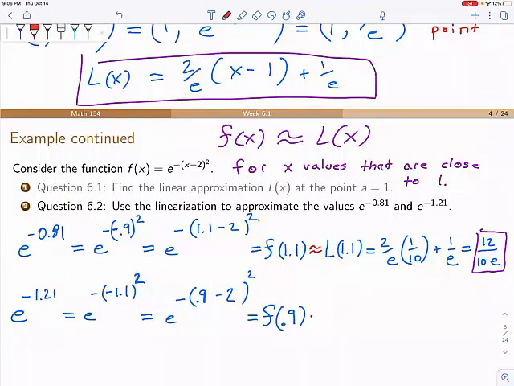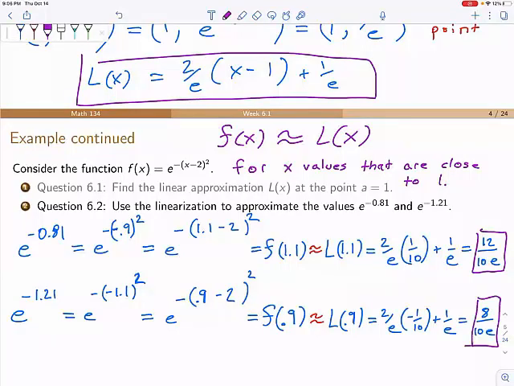So red squiggly line will take me over to my linear approximation of 0.9, and my linear approximation this time will be 2 over e, and then inside of the brackets I would get minus 1/10, and then plus 1 over e, and if I add this all together this time I will get 8 over 10e. And that should be a very nice approximation of the number that I started with.